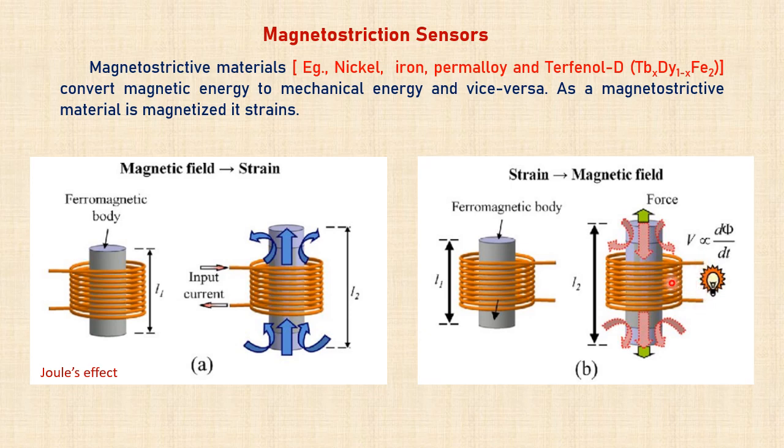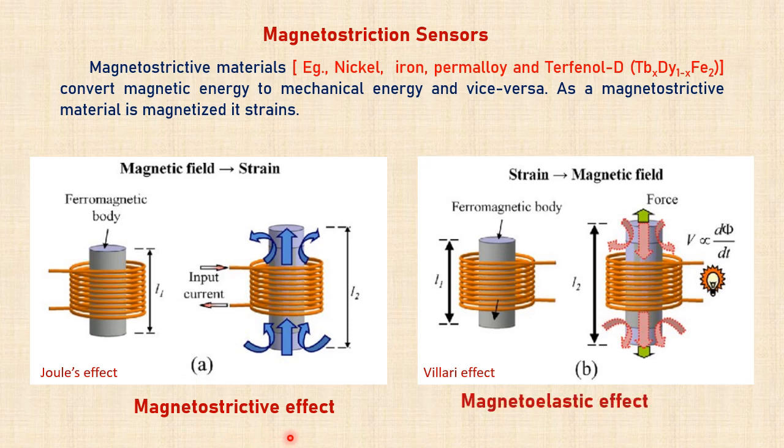So the strain can be converted to magnetic energy, as you see here. This is called the Villari effect. The previous one is the magnetostrictive effect, and this is called the magnetoelastic effect. You cause a strain in the ferromagnetic rod, we observe a change in magnetic flux resulting in current passing through this coil. We call this the Villari effect.